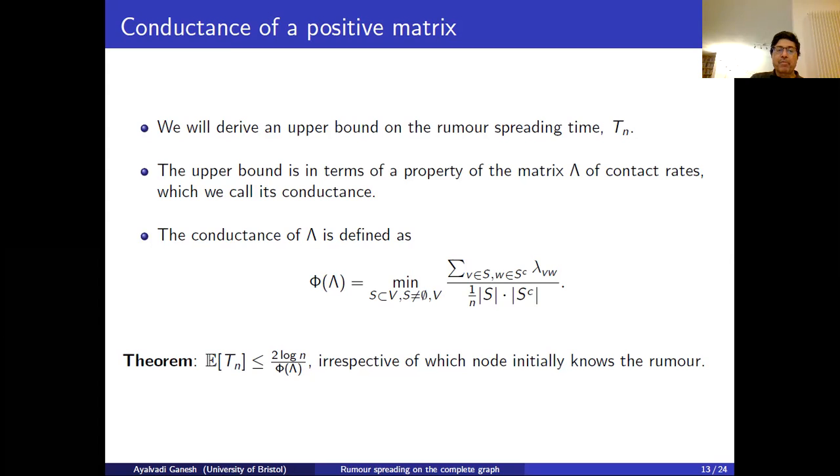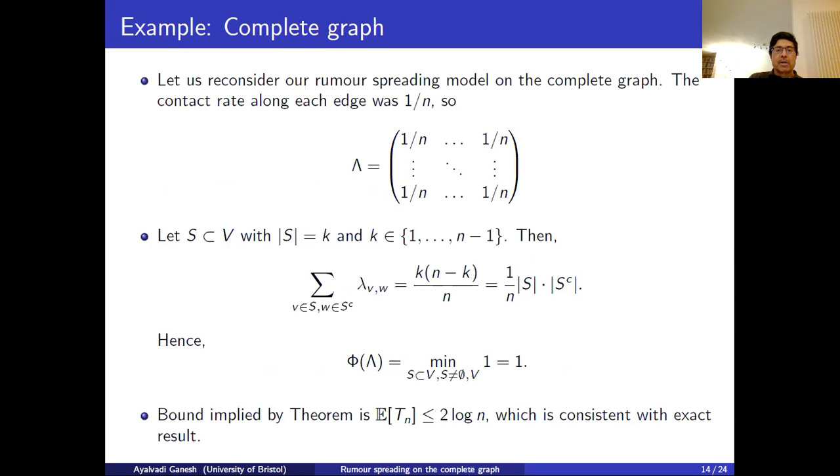So before we move on to proving this theorem, we are going to work through a few examples to get a feel for what the conductance of a matrix looks like. This quantity is defined for any non-negative matrix, meaning a matrix with non-negative entries. So let's start with the complete graph. That's going to be our first example, and let's reconsider our model from last time.